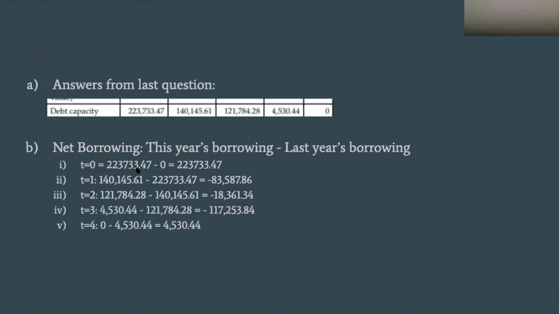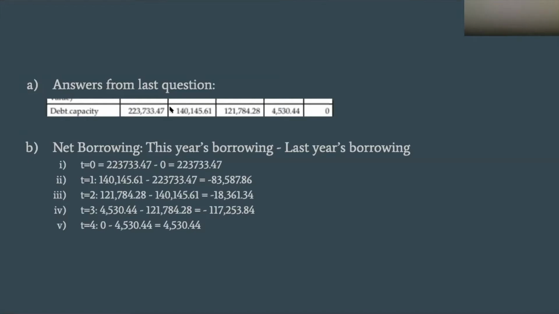So we begin by calculating the net borrowing. The net borrowing is the difference in the debt capacity between two years. At year 0, when the project begins, the debt capacity is 2,000, like what is stated here, and the year before that, it was 0. So at year 0 we have taken in debt of this size, which means that the net borrowing is the same as the debt capacity at year 0.